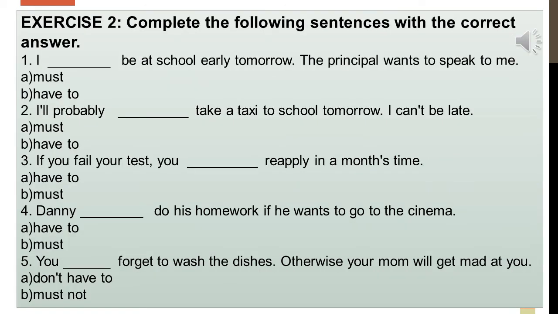Exercise number 2. Complete the following sentences with the correct answer. Number 1. I must or have to be at school early tomorrow. The principal wants to speak to me. Number 2. I'll probably must or have to take a taxi to school tomorrow. I can't be late. Number 3, number 4 and number 5, they are the same. You have to complete the blank space with must or have to.